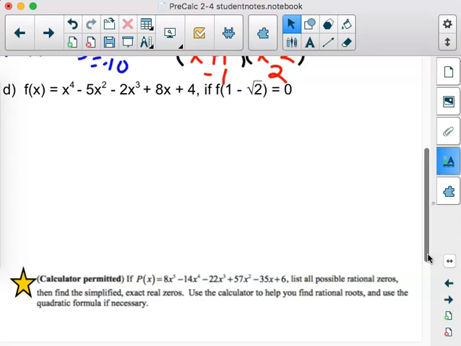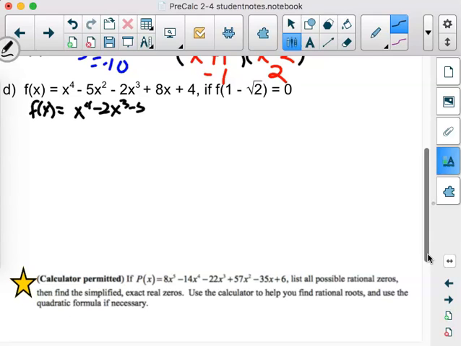D says f of x equals x to the 4th minus 5x squared minus 2x to the 3rd plus 8x plus 4. So they're not in order. That'll be the first thing to take care of. We need these in standard form so that we can do our synthetic properly. And then I look at the zero they're giving me. Yikes. Okay, well, it's a degree 4 polynomial.